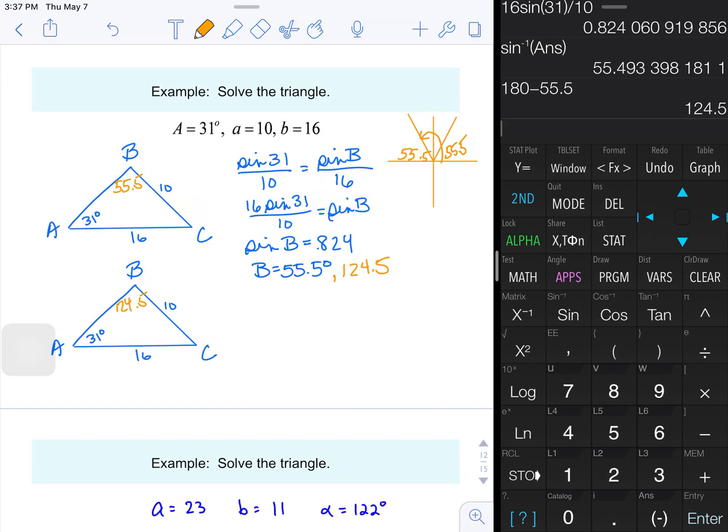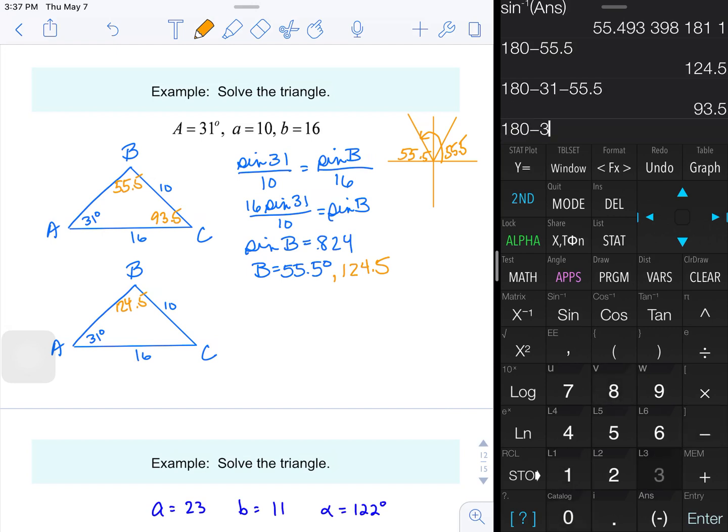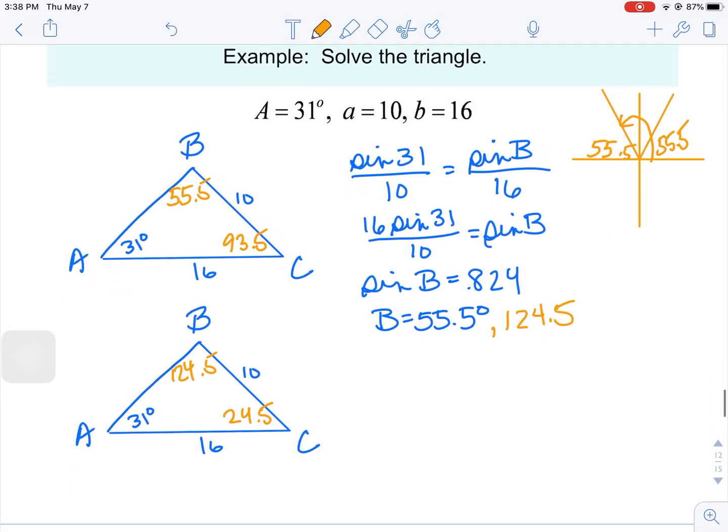Okay, so now I have two angles in each of these triangles. I should be able to find angle C by subtracting these two angles from 180. Let's give that a try. 180 minus 31 minus 55.5. That's 93.5. And in my second triangle, 180 minus 31 minus 124.5 is 24.5. So it certainly appears that I may have two triangles here.